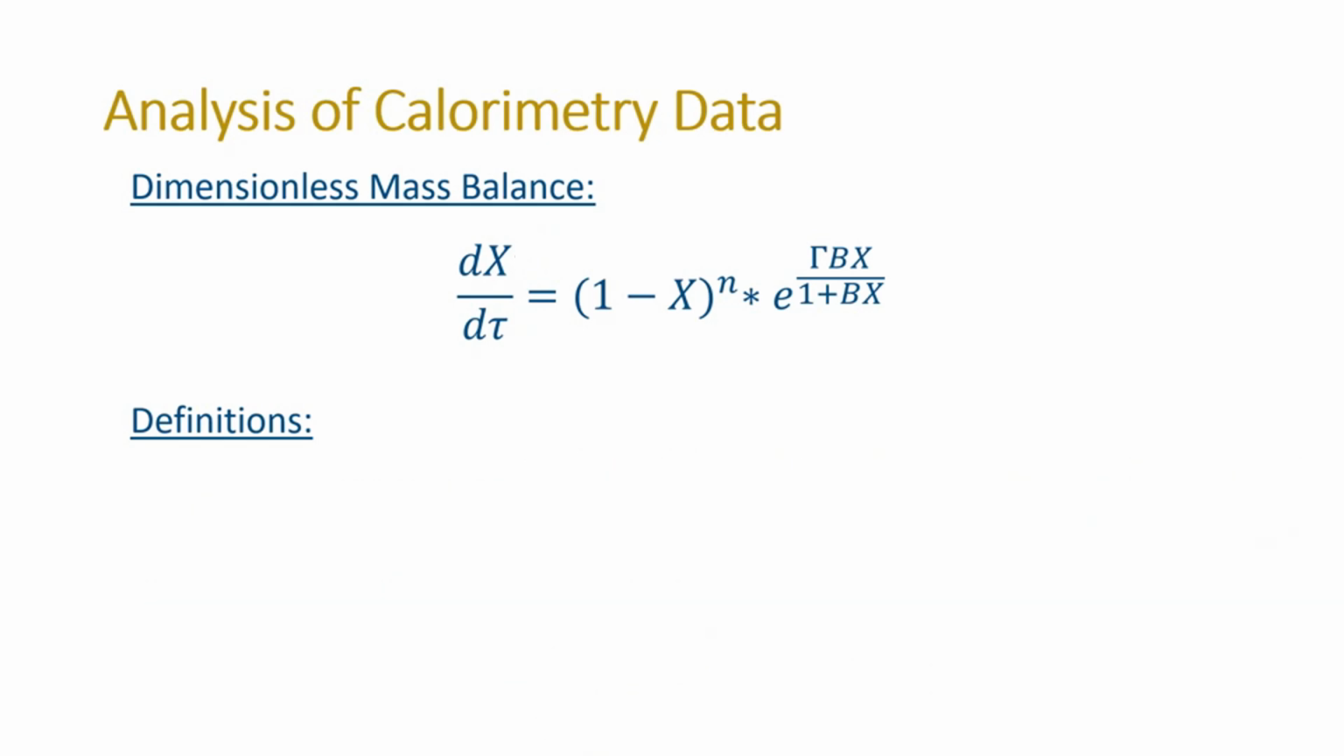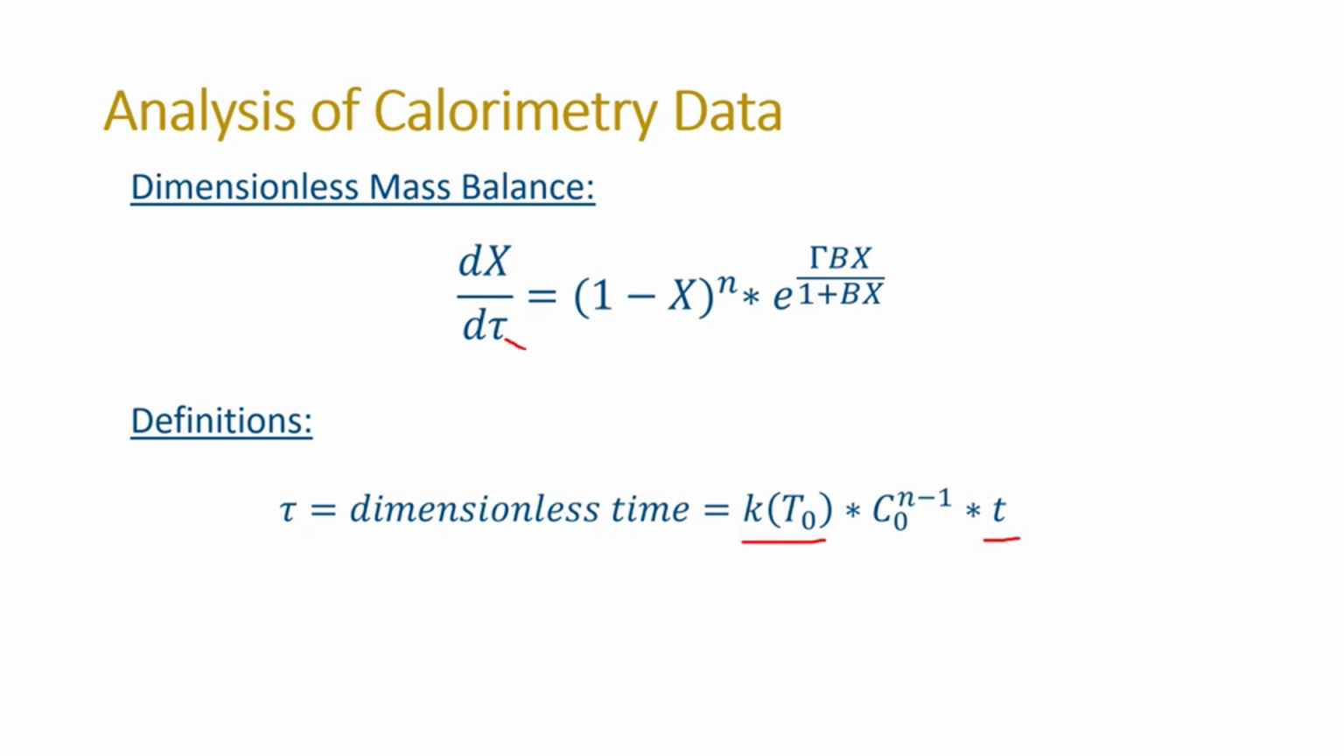The next variable we see in our dimensionless mass balance is tau. Tau is a dimensionless time term. So time is made dimensionless by multiplying it by the K. K is the rate constant at the onset temperature, multiplied by the initial concentration of the reactant to the n minus 1 power, where n is the overall reaction order.